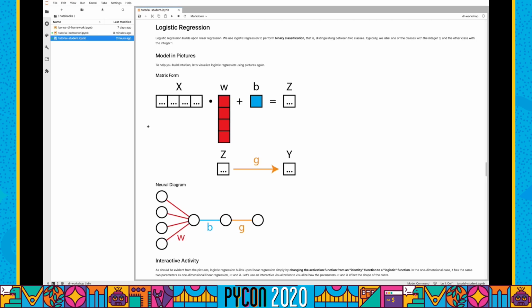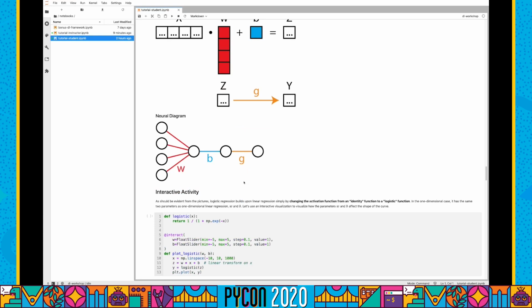Firstly, let's take a look at logistic regression in pictures. In matrix form, the linear regression component should look familiar to you. What we do with logistic regression is explicitly add in an activation function, in this case, the logistic function, which squashes our linear outputs to be between 0 and 1. That is the yellow function g in the diagram. This is also reflected in the neural diagram right below.